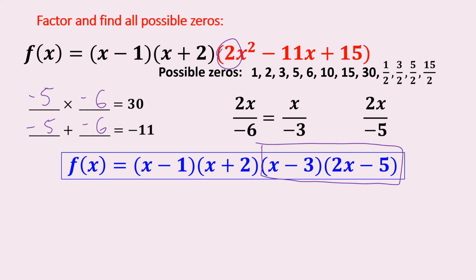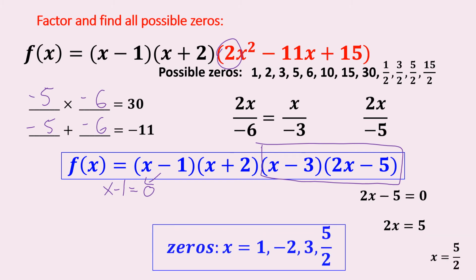To find the zeros, we just take each of these, we set it equal to 0, like this, for example. Solve it out. So the first 3 are easy. 1, -2, +3. The last one, solve it out algebraically, and we get 5 over 2. So those are our 4 zeros. Also note, all of those numbers are in our list of possible zeros.